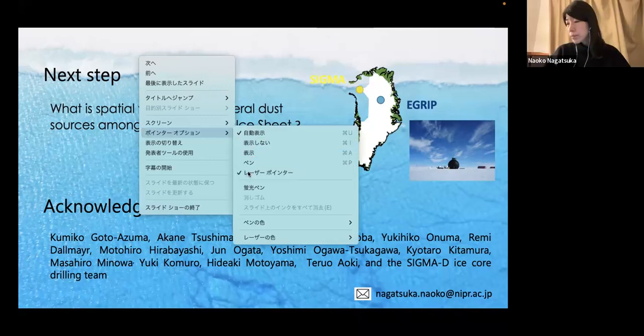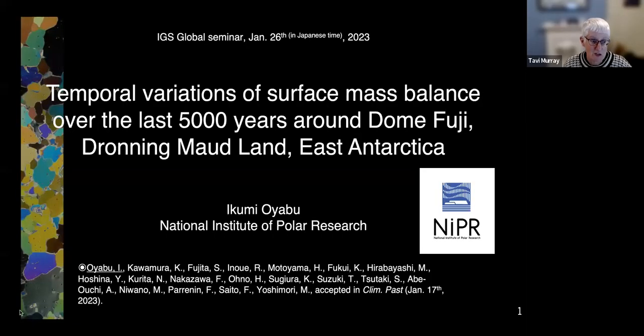Okay. The second speaker in this series of speakers from Japan is Ikumi Oyabu, also from the National Institute of Polar Research in Tokyo.